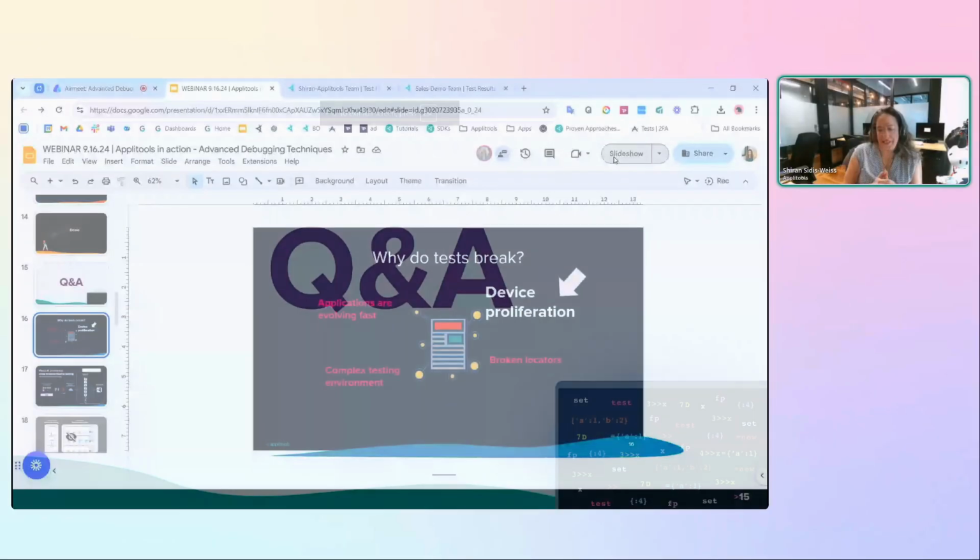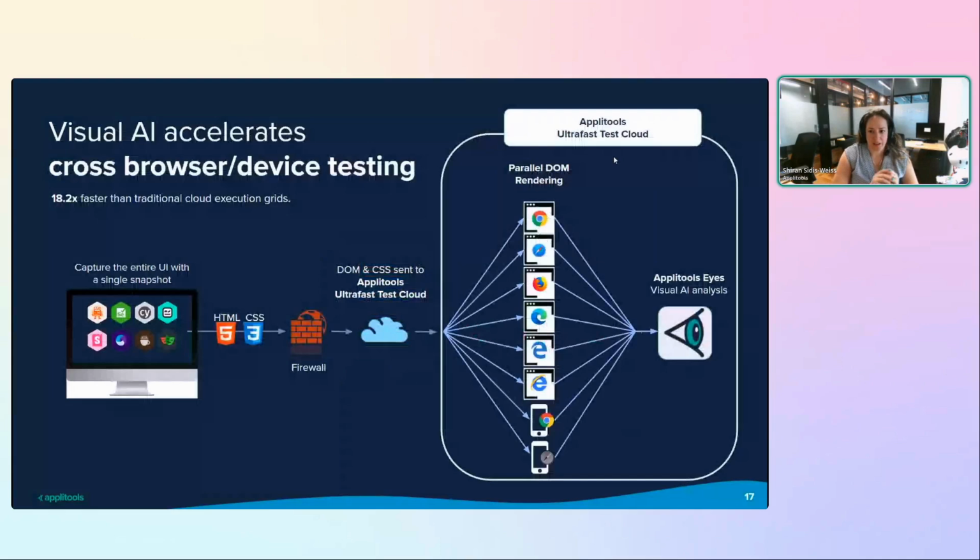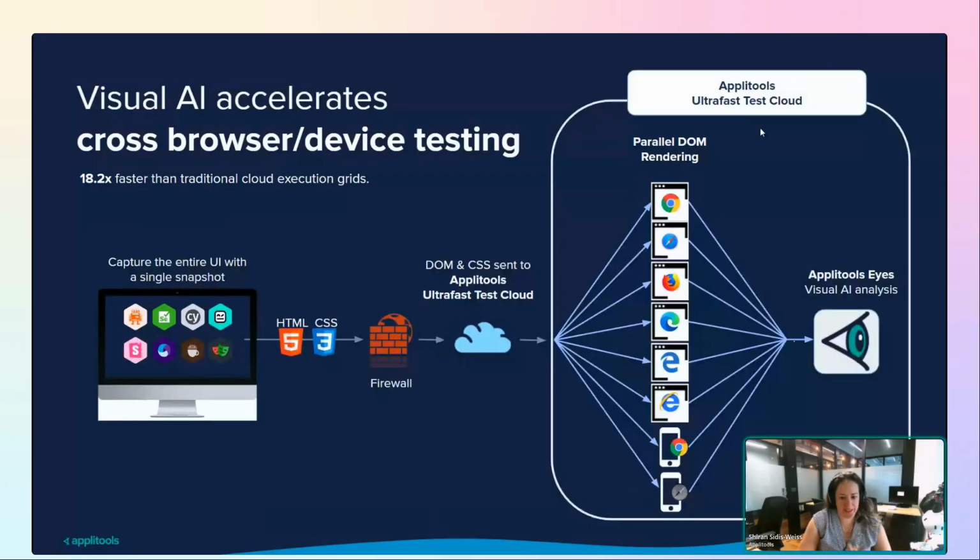Next topic, device proliferation. So what happens if we need to support multiple devices, and let's see what are the challenges we have here. So in just one word, let me explain about the Ultrafast Grid. That's our platform for cross-browser testing. I'm going to say a few words about that so that we can deep dive. So the Ultrafast Grid is our solution for cross-browser testing.